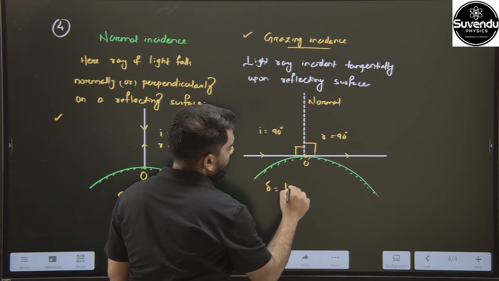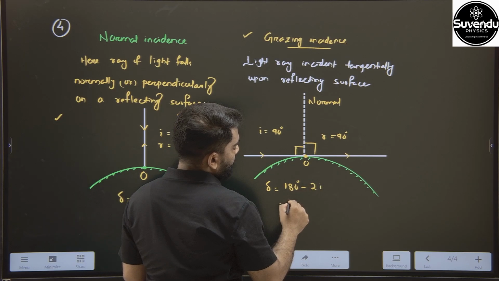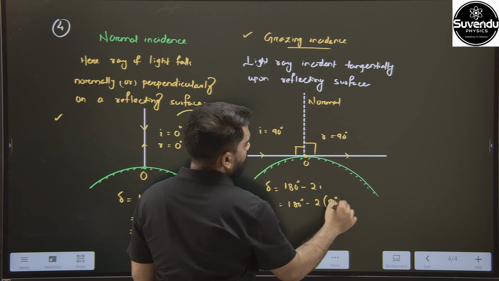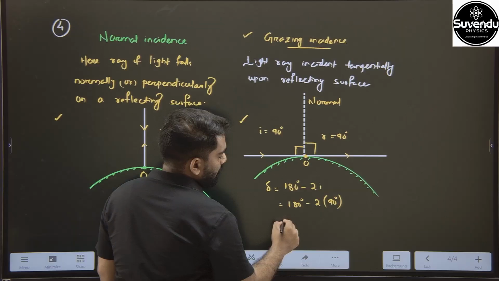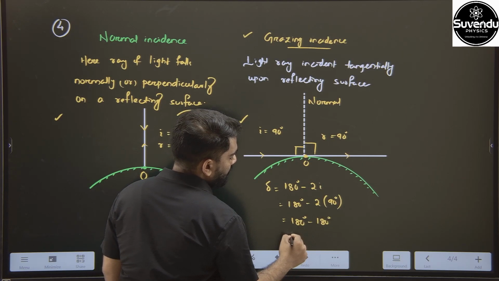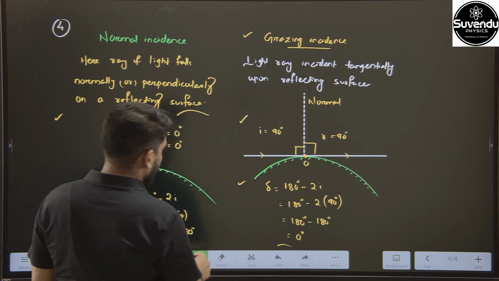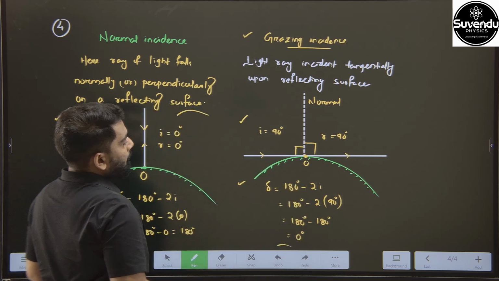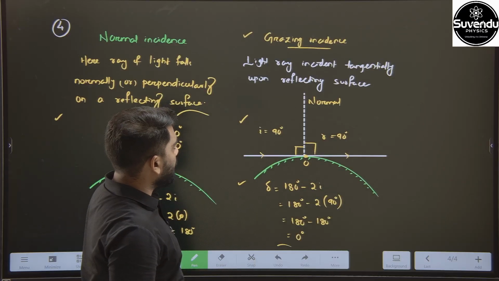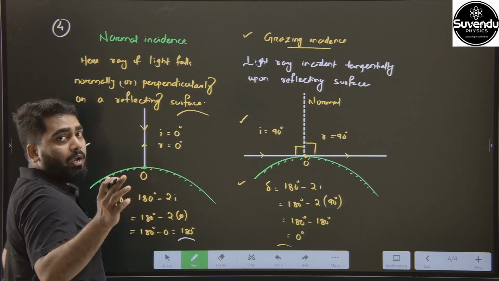In case of grazing incidence, what is the angle of deviation? Angle of deviation del is equal to 180 degree minus 2i. So same to same, 180 degree minus 2 into 90 degree. Your angle of incidence is 90 degree. That means the answer will be 180 degree minus 180 degree. That means 0 degree. तो ये मैथमेटिकल पार्ट क्या शो कर रहा है? मैथमेटिकल पार्ट ये शो कर रहा है हमको, your deviation is not happening. Deviation is not happening in this case.